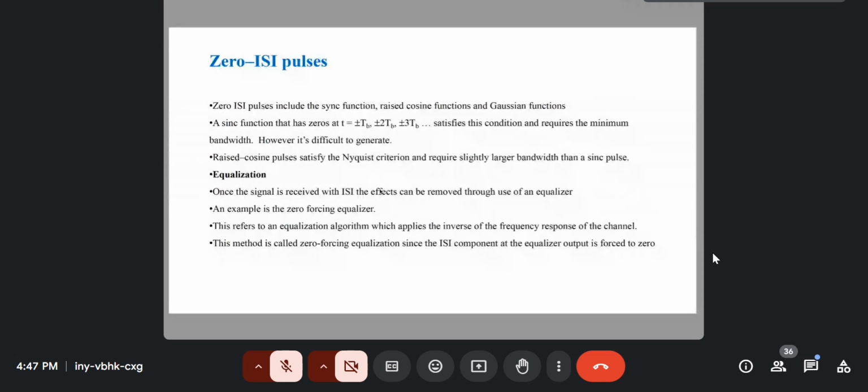Any question on this ISI? So we are saying you can deal with ISI in two ways. One is to preempt it by pulse shaping at the transmitter. But if you can't, you can also remove it using equalization at the receiver. So equalization is at the receiver, pulse shaping is at the transmitter.